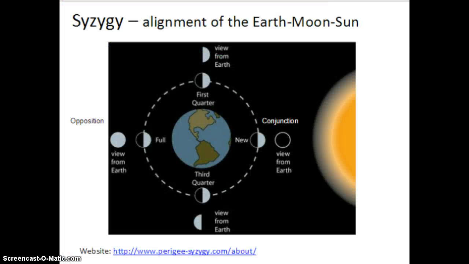Here are some key terms that help give us a better understanding of the Earth-Moon-Sun relationship. The term syzygy is the alignment of the Earth, Moon, and Sun, and there are two different types of this, but syzygy is the general term meaning they are all in alignment. So I have the Sun here. When it's in conjunction, I have the Moon located in between the Earth and Sun, so Sun, Moon, Earth. When it's in opposition, the Earth is in between the Moon and the Sun. Both are forms of syzygy.